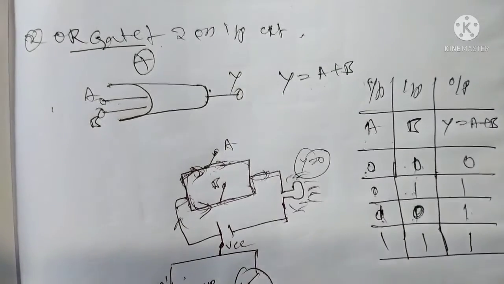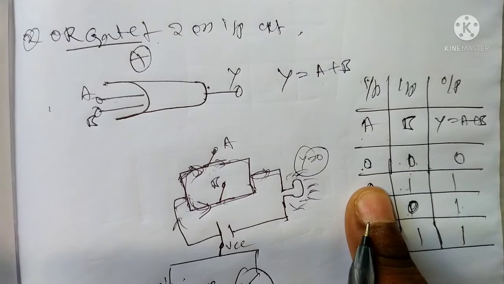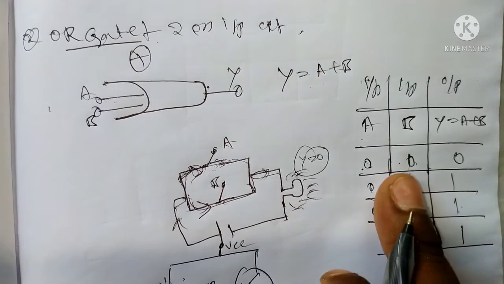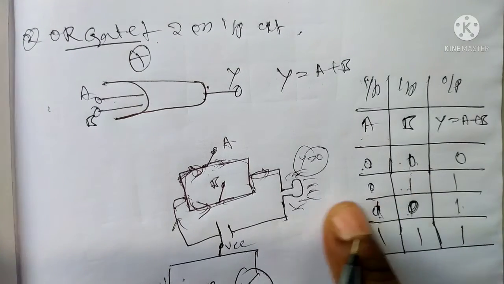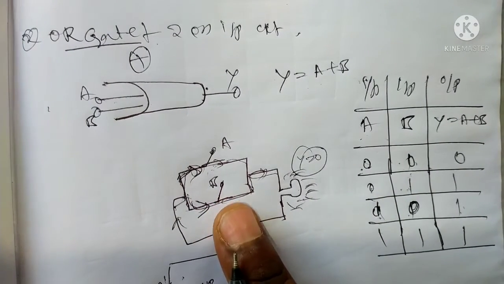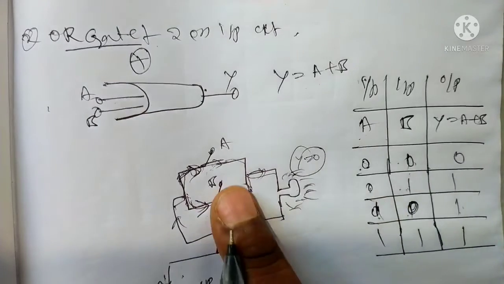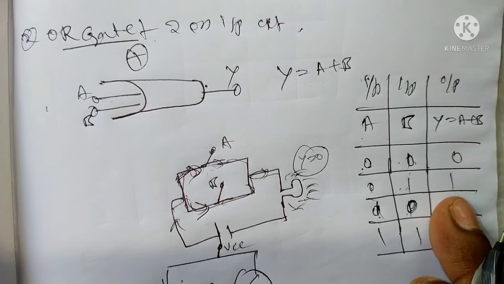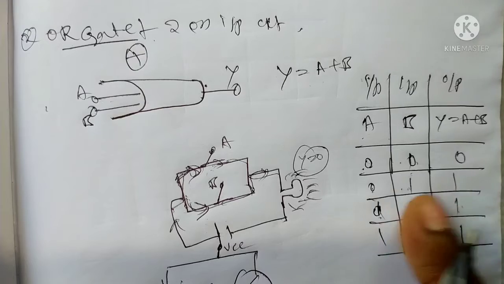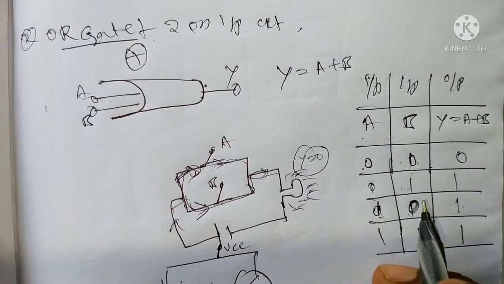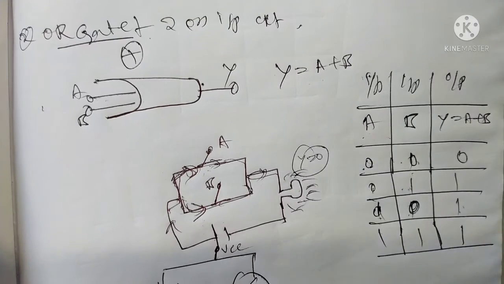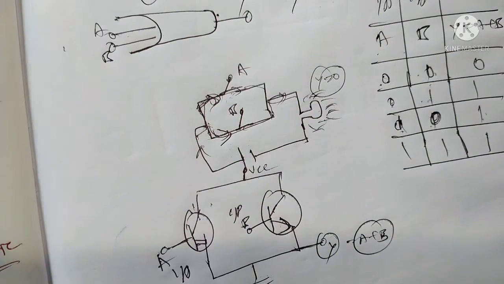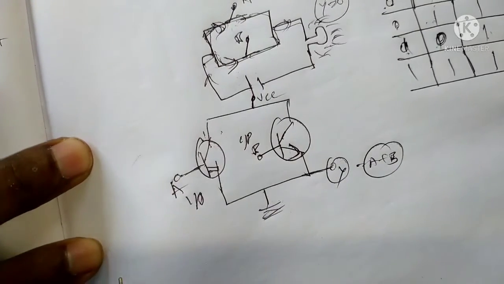The truth table of the OR gate: when the input is open, we get the output open, so the LED does not come on. If either A or B is high, we get the output in the on state, or high. Now we discuss the third gate.